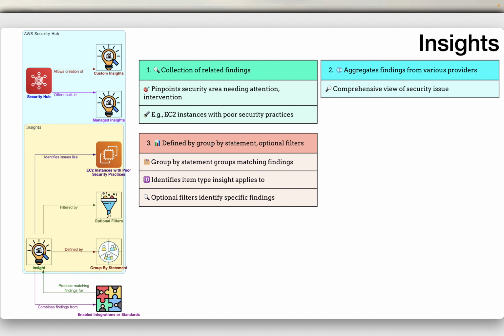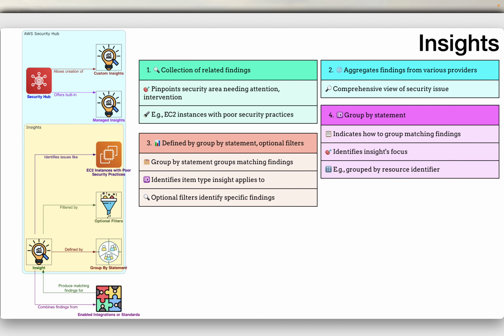Each insight is defined by a group by statement and optional filters. The group by statement specifies how to group the matching findings and identifies the type of item the insight applies to. For example, if an insight is grouped by a resource identifier, the insight will generate a list of resource identifiers. The optional filters help identify the specific findings that match the insight's criteria.